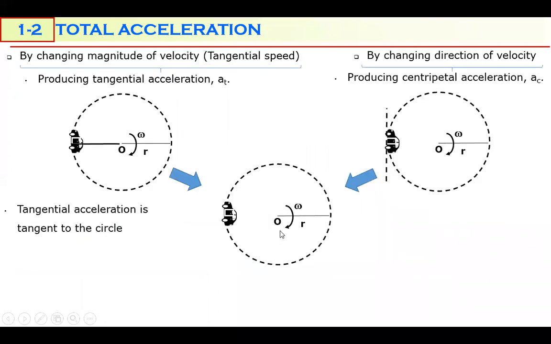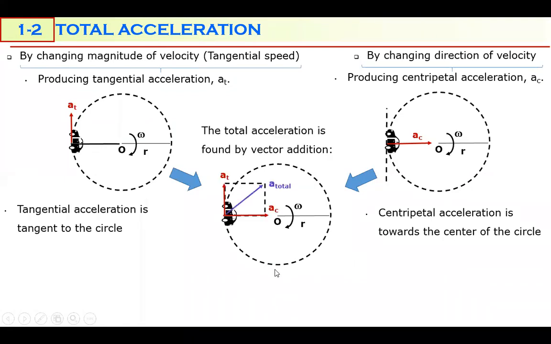In this case, we will calculate a resultant acceleration, which is known as total acceleration. So speeding up produces a tangential acceleration. I'm going to combine it here. And then change in direction produces centripetal acceleration towards the center. One of them is tangent to the circle. The other one is along the radius of the circle. If we combine these two, we get the total acceleration. Total acceleration, resultant acceleration, can be calculated by the Pythagorean theorem: AT squared plus AC squared is equal to A total squared.